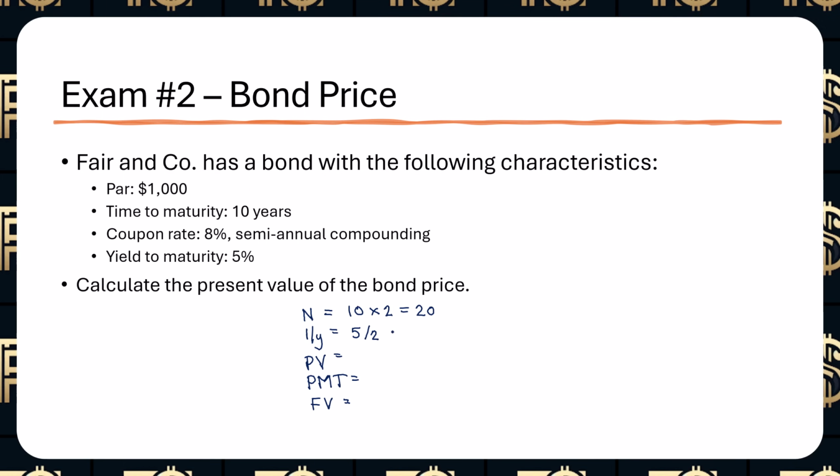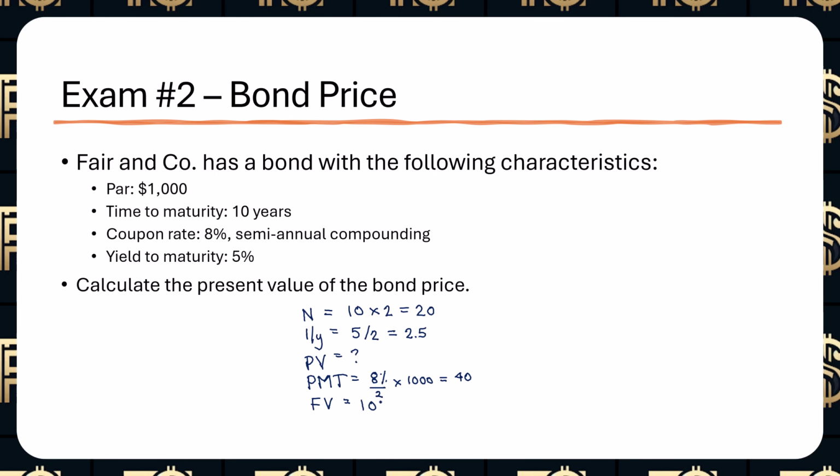We will divide that by 2 to turn it into a semi-annual interest rate of 2.5%. We are trying to solve for the bond's price. For the period payment, we take the coupon rate of 8%. We divide that by 2, and then we multiply it by the par value of 1,000. And we find that the period payment, or the semi-annual coupon payment here, is $40.